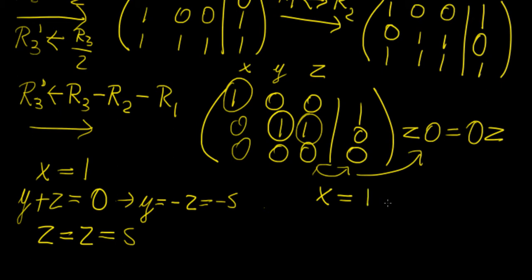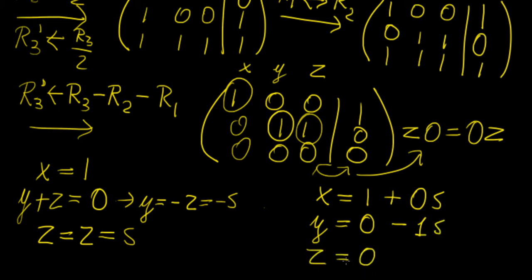So x is going to be equal to 1 plus 0s. So basically it contains no s term. It is independent from it. y is going to be 0. So let's construct a row of constant values that are fixed. Minus 1s. So basically it's this. And then z is just going to be equal to itself. So that's 0 here plus 1s.